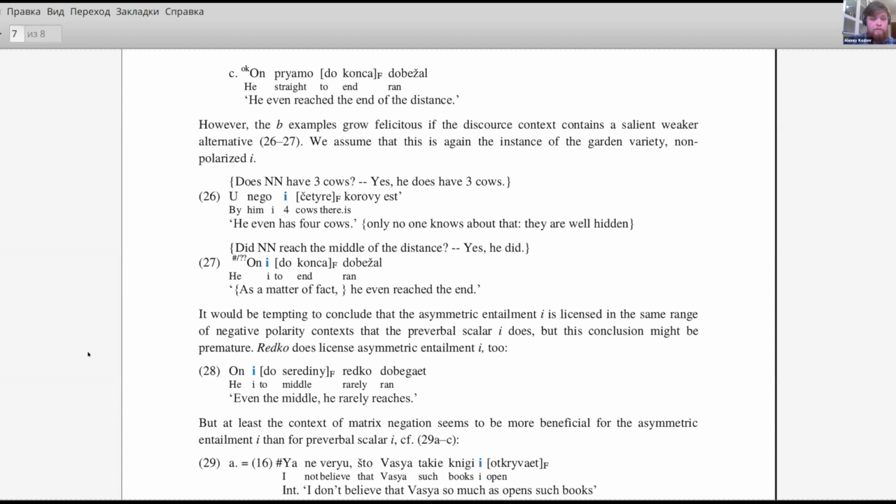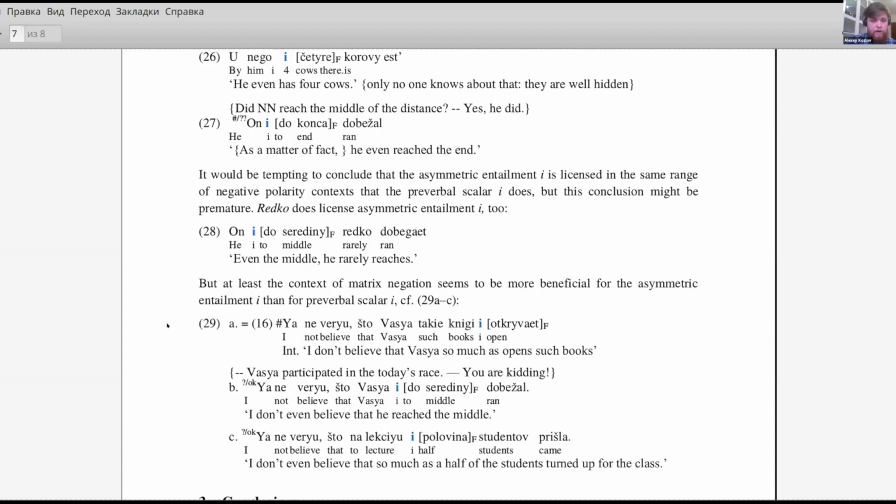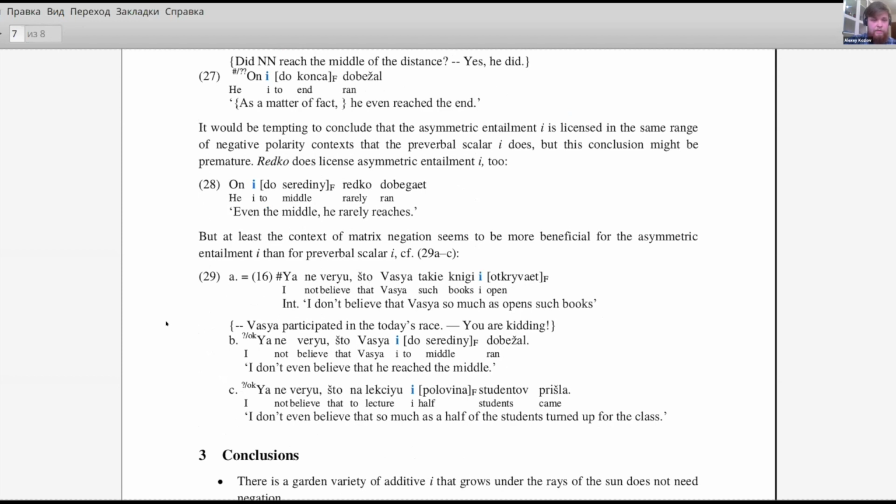It would be, of course, tempting to conclude that the asymmetric entailment E is licensed in the same range of negative polarity contexts that the preverbal scalar E does, but this must be premature. Redke does license asymmetric entailment E too, but some matrix negation, non-local negation, seems to be more beneficial for the asymmetric entailment E than for preverbal scalar E.